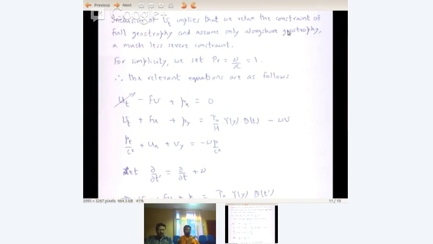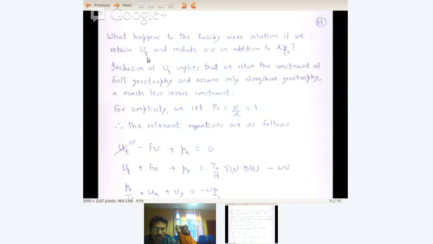Inclusion of Vt implies that we relax the constraint of full geostrophy and assume a longshore geostrophy, which is a much less severe constraint. Basically, what we are going to do now by including Vt is to allow the Kelvin wave to exist. The Kelvin wave had earlier become an instantaneous wave that just shot off, setting up the longshore balance, and that was at infinite speed. So in near zero time, that balance set up. That's not going to be the case now, because we're going to retain Vt, which means the Kelvin wave will have a finite propagation speed. And the coastal adjustment will therefore take place over a finite time interval.